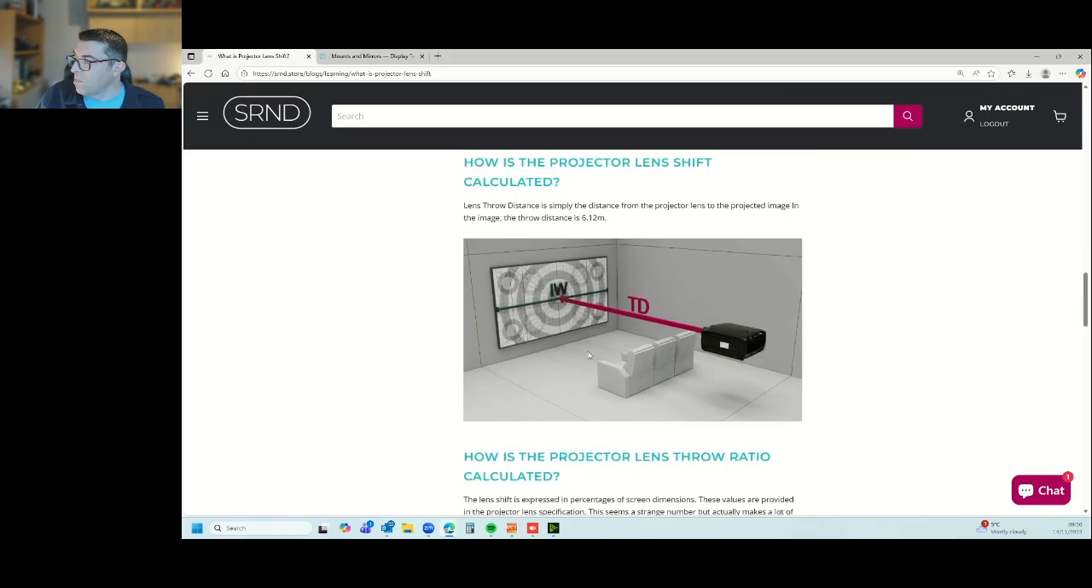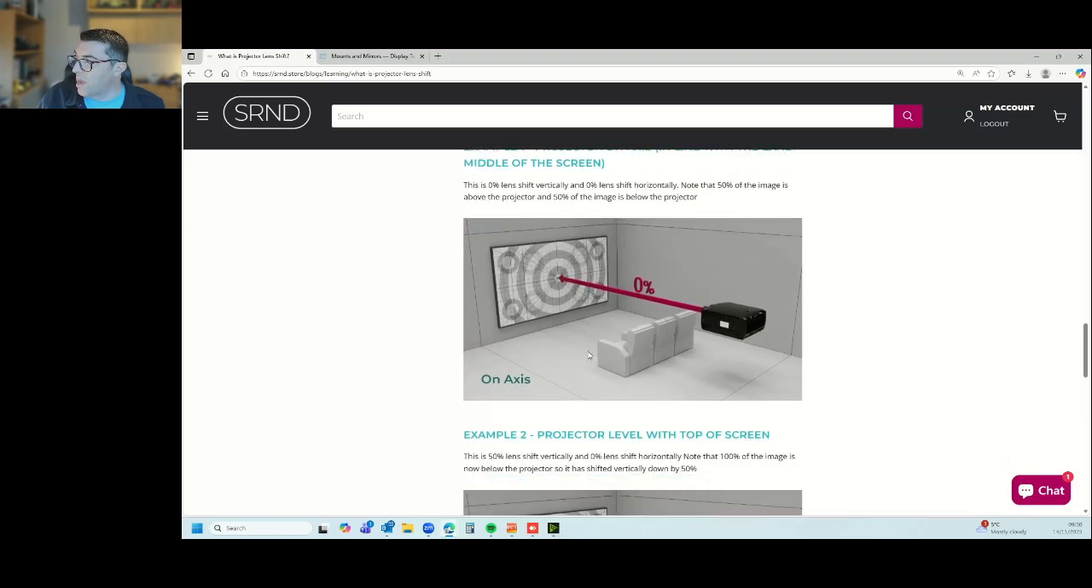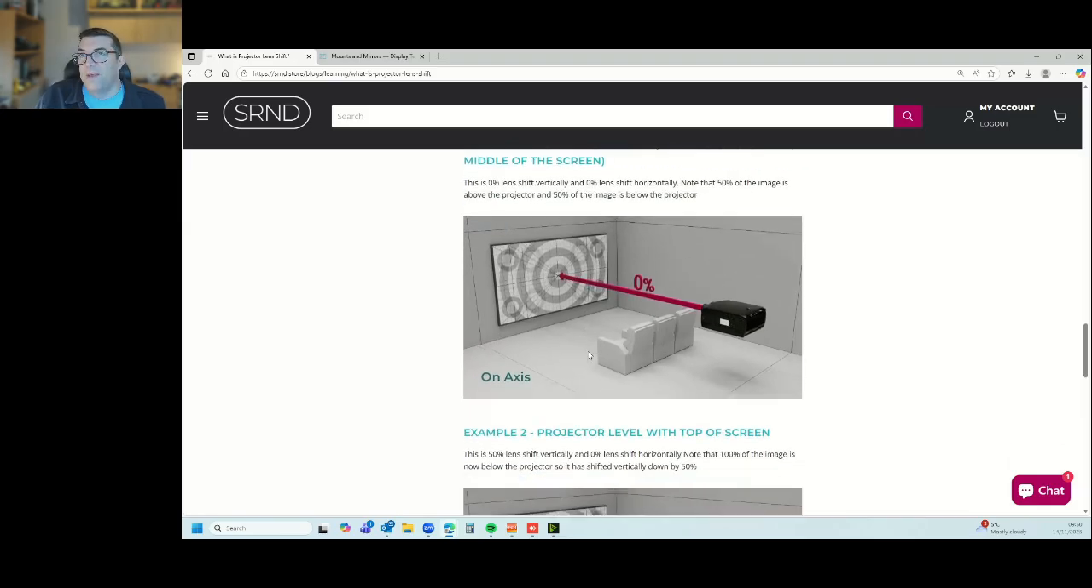Now, one of the things that gets people is, how do you calculate lens shift? If you look in the manual, the lens shift will be specified as something, let's say 65% vertical lens shift. You'll see numbers like that being mentioned. So what do they mean? Well, 0% lens shift is directly on axis, as you can see here, right in line with the middle of the screen.